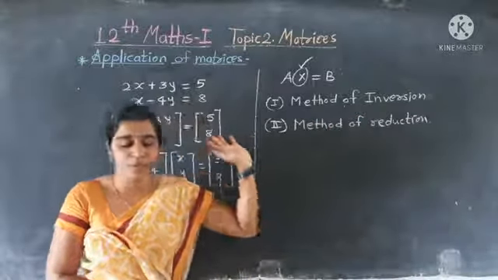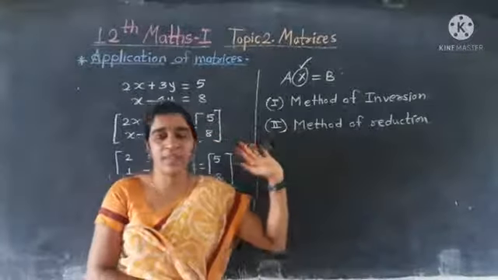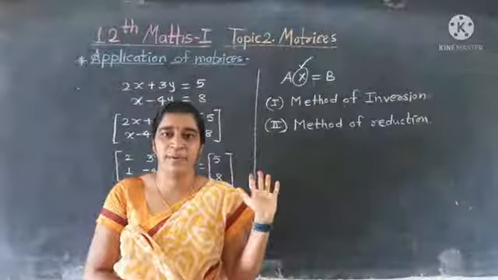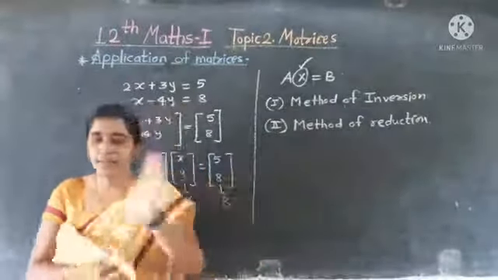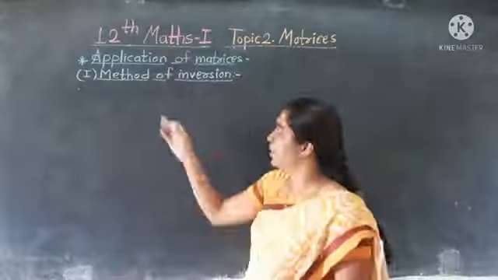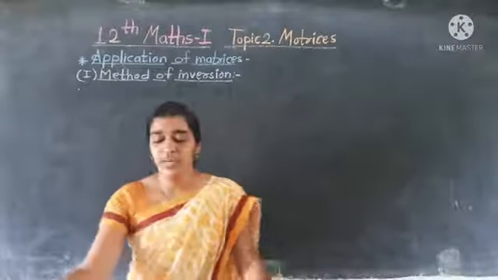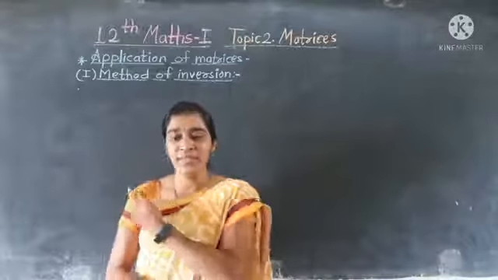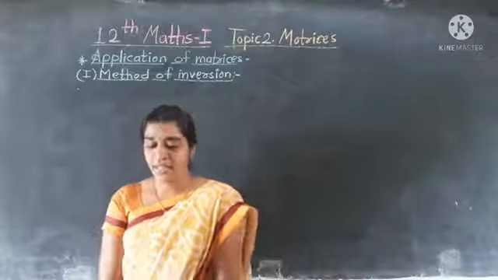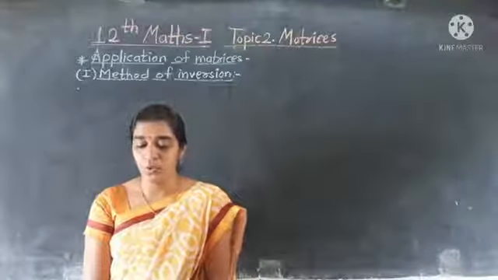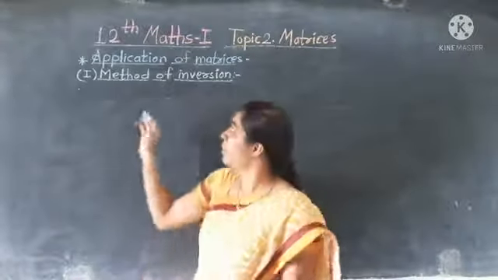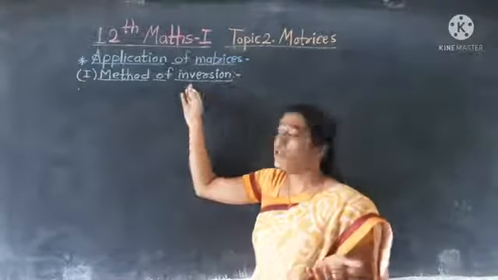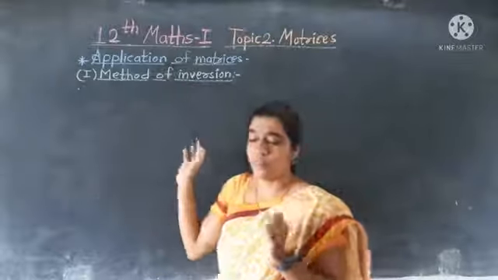By using the method of inversion, how do we find the values of X? Here the X matrix means the values of the x and y variables. Okay, so let's start. What is the method of inversion? From the name of this method you can guess that here we are going to use the inverse of the matrix.